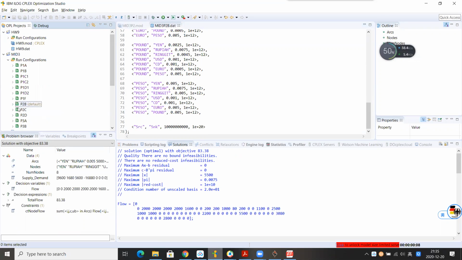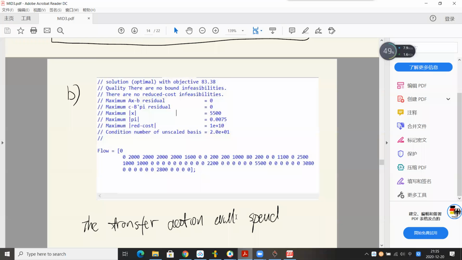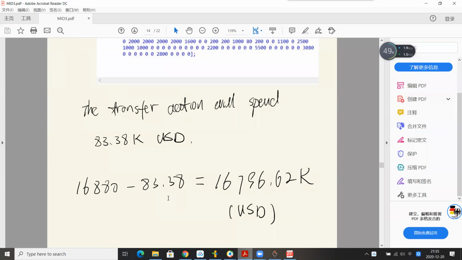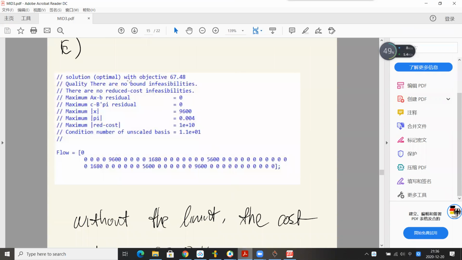Now let's go with the 2C part. 2C says, if the limit goes away, what happens? Well, this is the 2B part. This is the cost, so we just use the amount minus cost. This will be the final money amount we transfer to US dollar. This is if the limit was canceled, this is the cost we're spending. So let's go to the IBM.